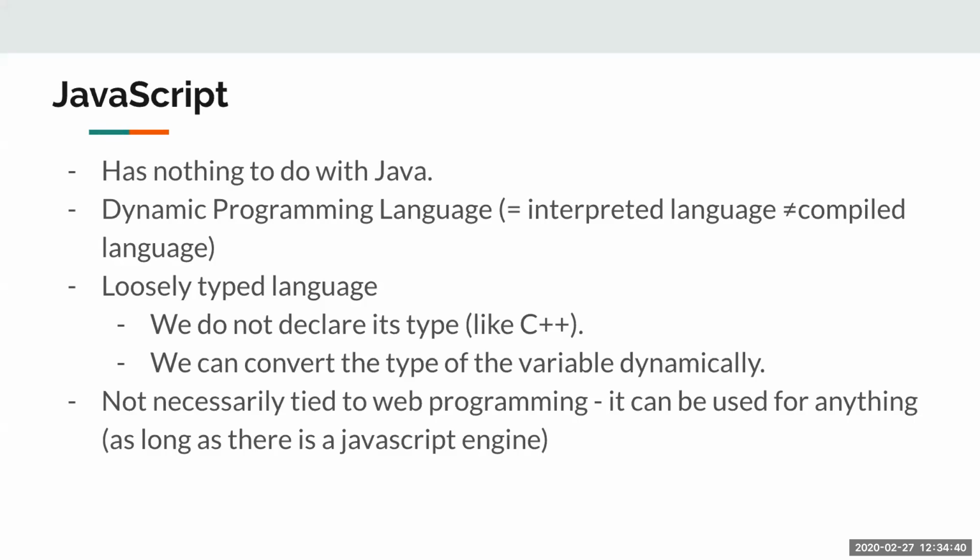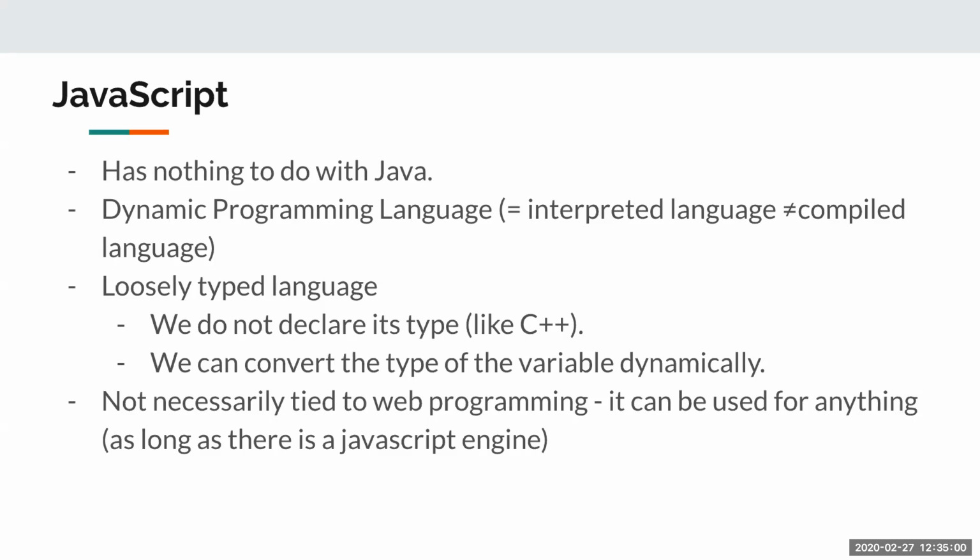Does everyone know what that means? When I say dynamic programming language, it means that it's not like Java or C++ or C where you have to compile them, but rather like Python where you have a console or can run a program on the fly.